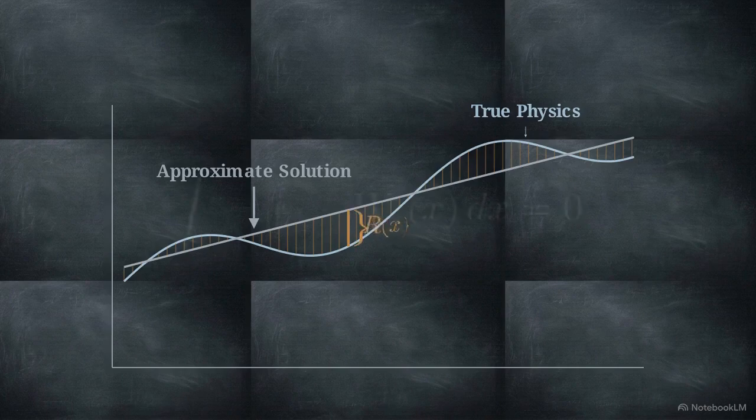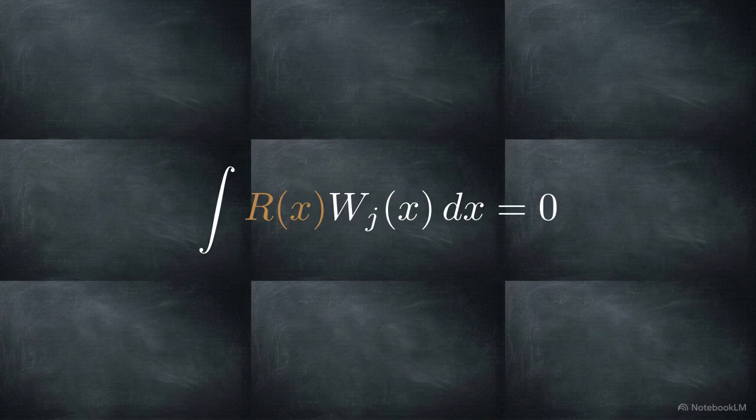In its generic form, we integrate the residue, r of x, multiplied by a secondary function, w sub j, forcing the total sum across the domain to 0. That w sub j term serves as the weighting function.